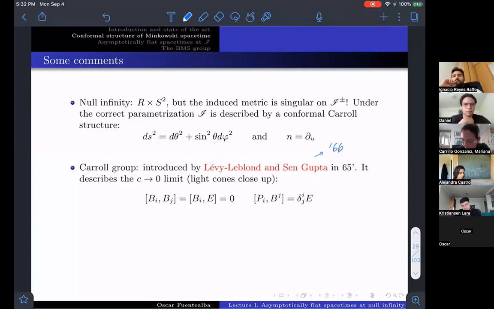Also, what is different about the Carroll algebra with respect to Poincaré is that if we take two Lorentz boosts, we get a spatial rotation, but in this case, the boosts are commutative. And also the energy acts like a central charge on the algebra. So it's very different from Poincaré.